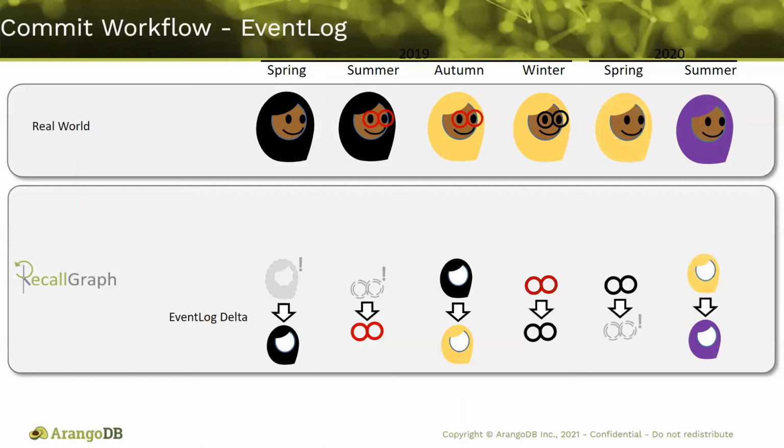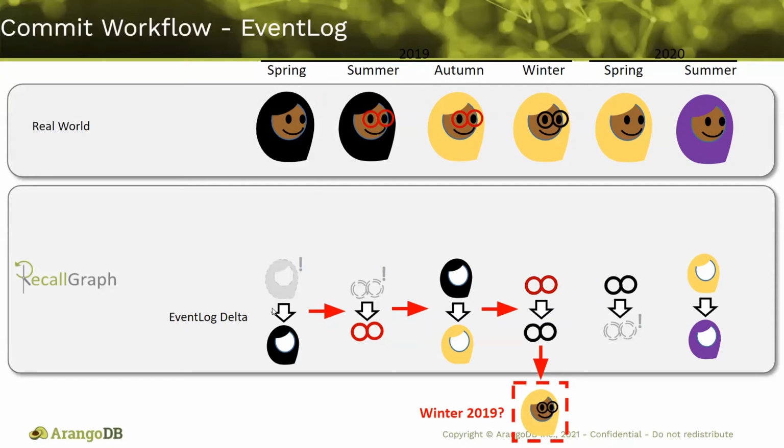So now we can answer questions like, what did Anna look like in the winter of 2019? So the way RecallGraph can do this is, since it has all the deltas representing changes that have happened to Anna's looks since the beginning of time, or rather since RecallGraph started recording her looks, it can replay all those events from the beginning of time to arrive at the state of Anna's looks as of winter 2019.